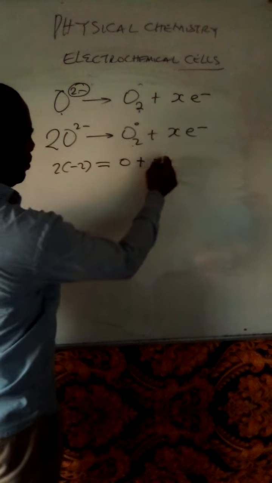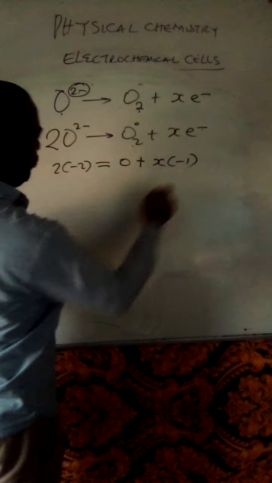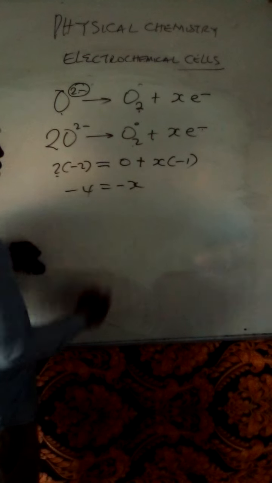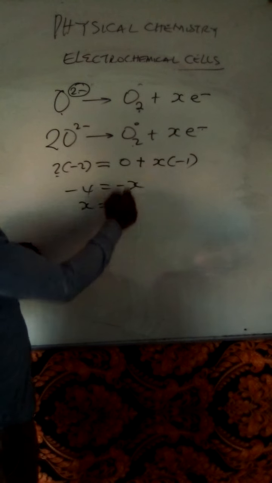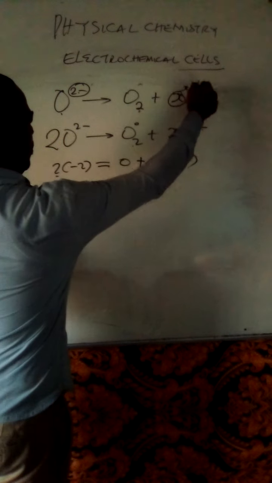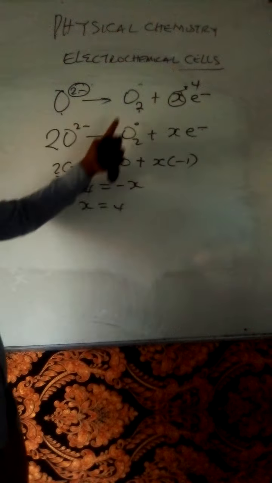Then this one will be S times the charge, which is minus 1. We now have minus 4 equal to minus S. That means S is equal to 4, minus cancelling minus. So the value of S here is 4. That means the oxide ion lost 4 electrons and became oxidized to oxygen molecule.